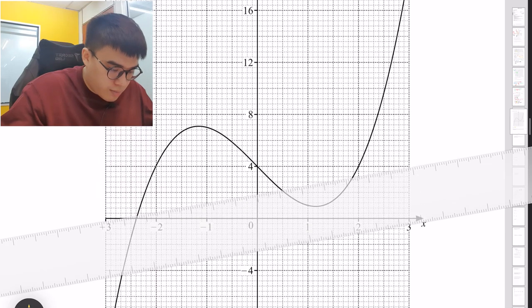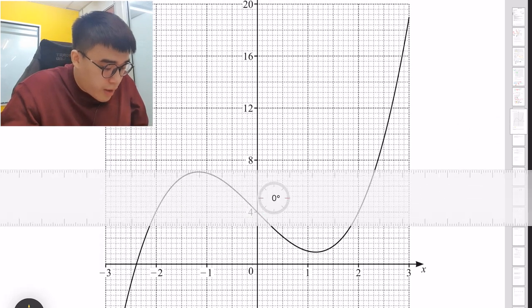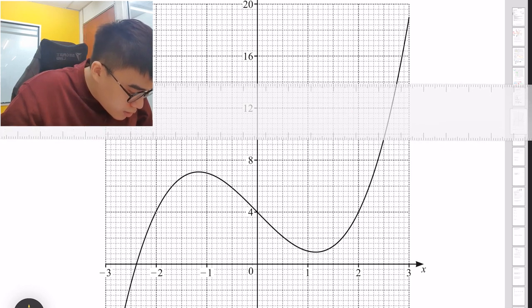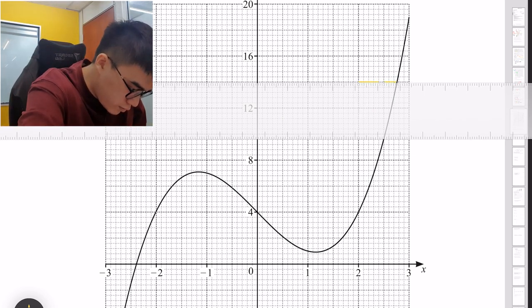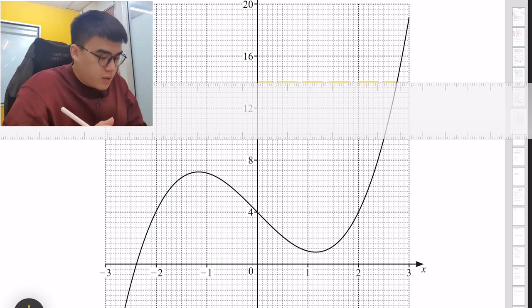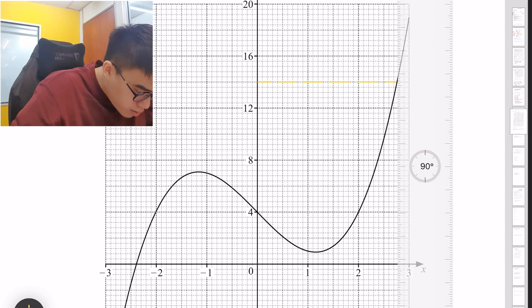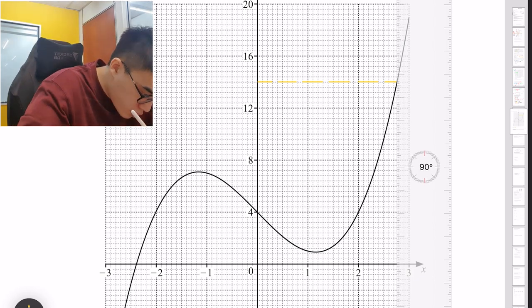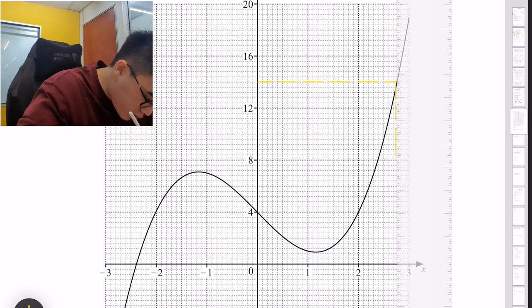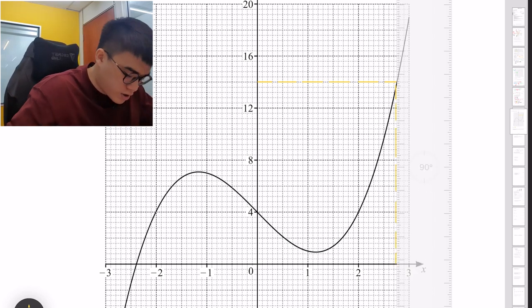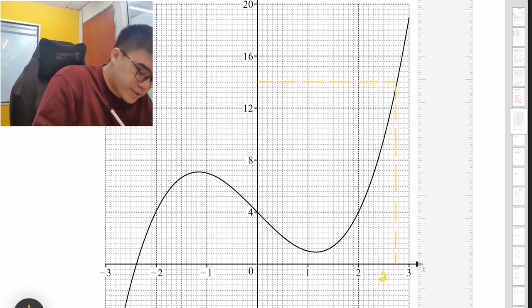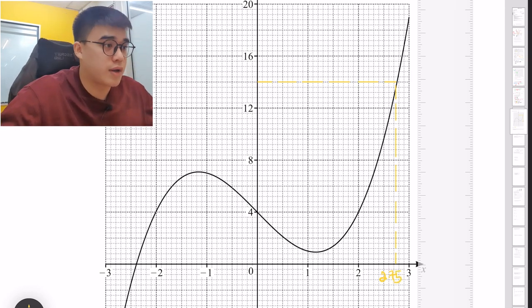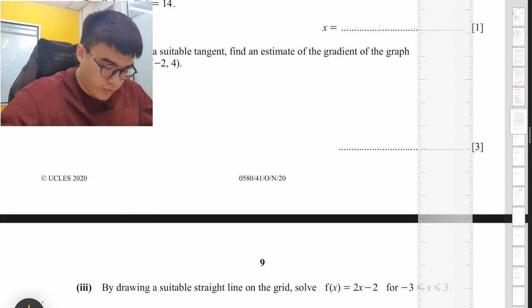So let's look it up. Okay, 14 is somewhere around here. Then when you bring it down, it's actually 2.75. Okay, so this I will label as 2.75. All right, moving on to part 2.